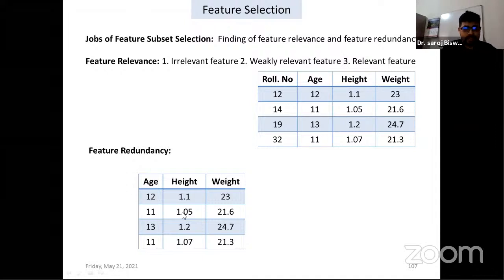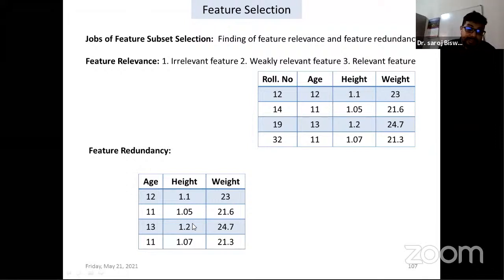Both are decreasing. Now this one is increasing, 24.7. The height is increasing because here the height was 1.05 and here it is 1.2, and age is also increasing, it is 13 now. Then the weight is decreasing, 21.3. The height is 1.03, also decreasing, and age from 13 to 11 is also decreasing. So we see that whenever weight is increasing, both are increasing; when weight is decreasing, both are decreasing.